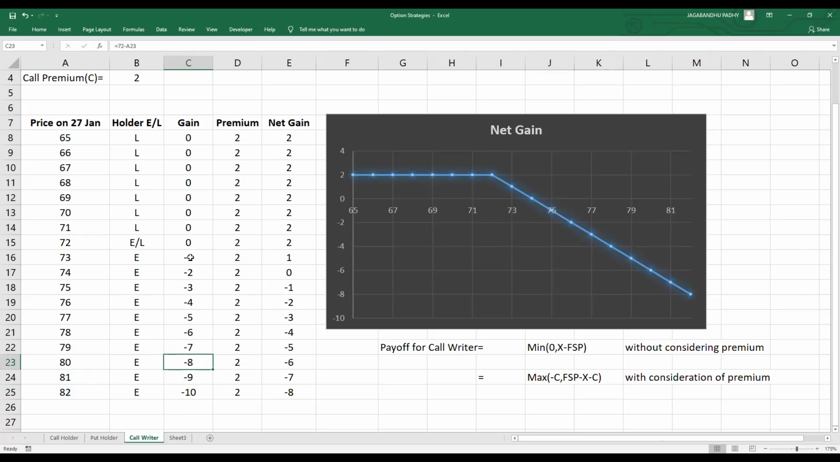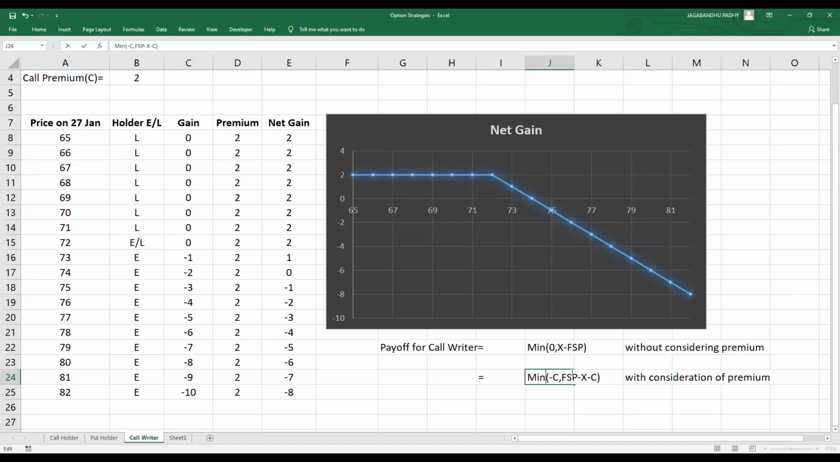That was strike price minus FSP, and before this, the values were all 0. So we consider either 0 or the other way around. Because here if I apply that formula, 72 minus 70 will be positive, so it won't take the positive, it is going to take the minimum value. What can you say about the other thing, that is with consideration for premium?